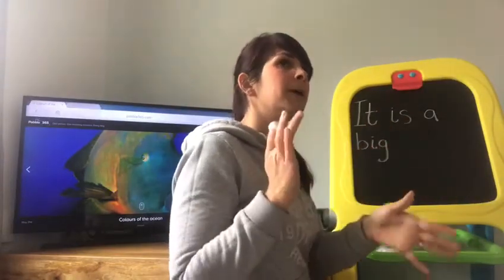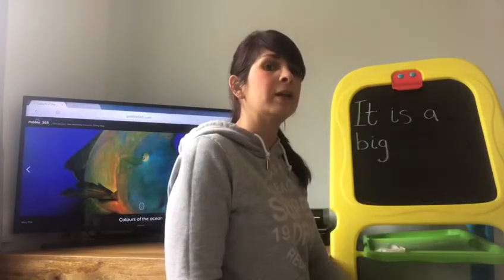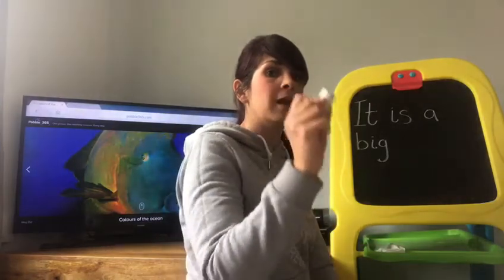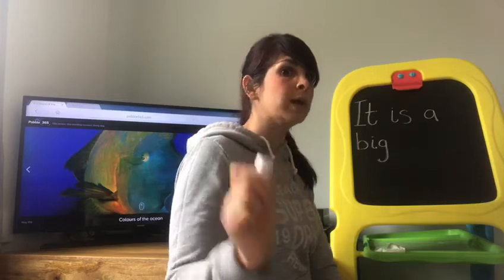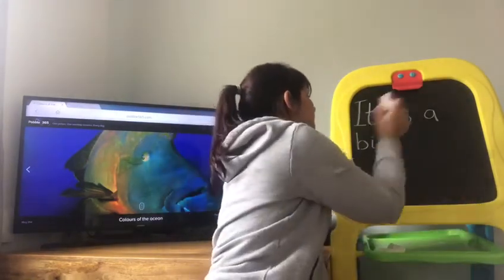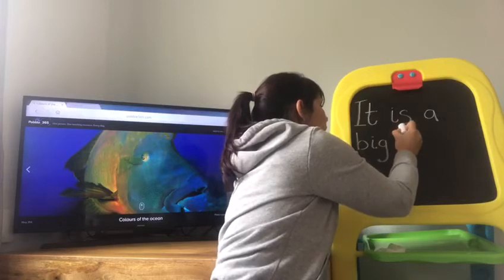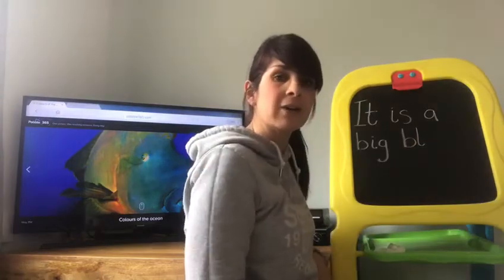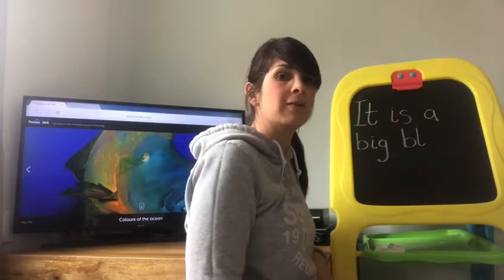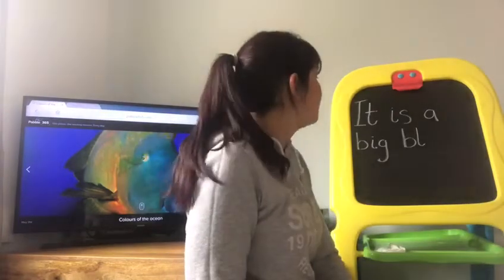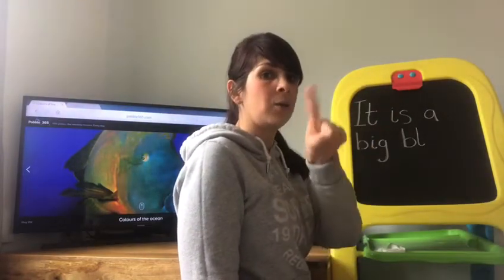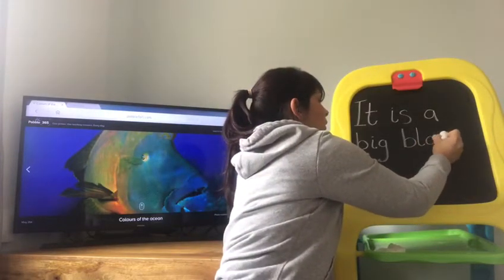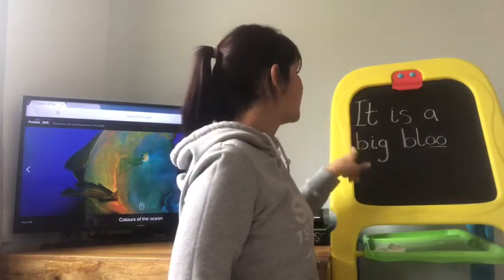So let's sound that out, shall we? B-l-oo. Now I know that we know the digraph, so I'm going to choose an O and an O, which make the oo digraph, make the oo phoneme. So it is a big blue. And then what was that digraph at the end? It was the oo digraph. And remember, we've learned oo. So b l oo. And it's an O and an O. Blue. It is a big blue.